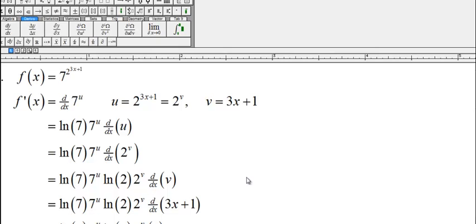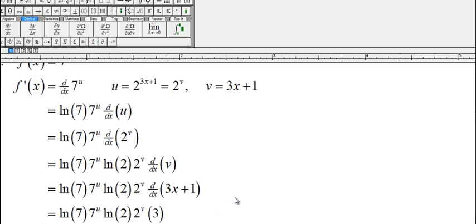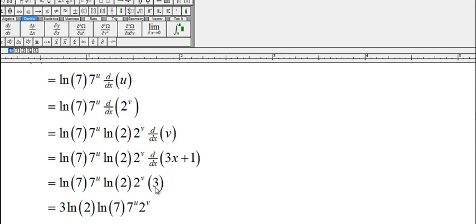Basically a composition of three functions. So we want to take the derivative of 7 to the u, that's natural log of 7 times 7 to the u, times the derivative of the u. The u is 2 to the v, so the derivative of 2 to the v is natural log of 2 times 2 to the v. Then you've got the times the derivative of the v. The derivative of the v is the derivative of 3x plus 1, which is just 3.